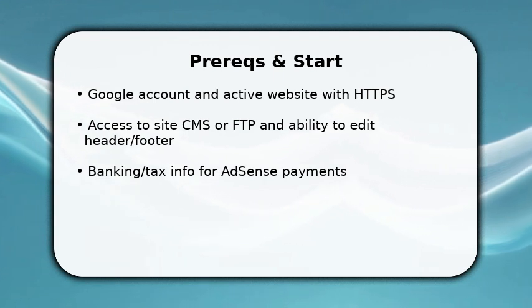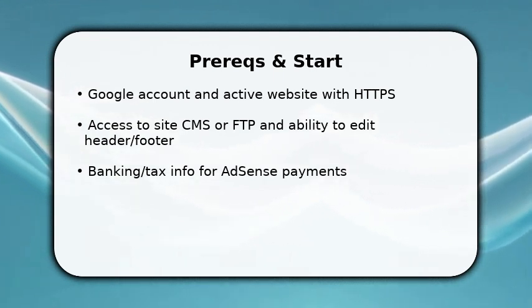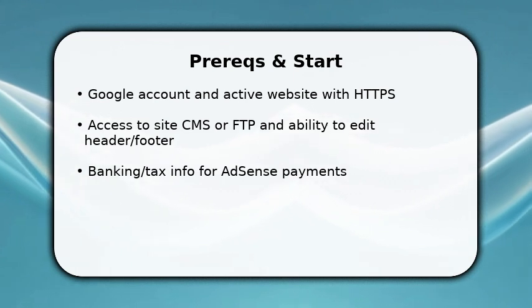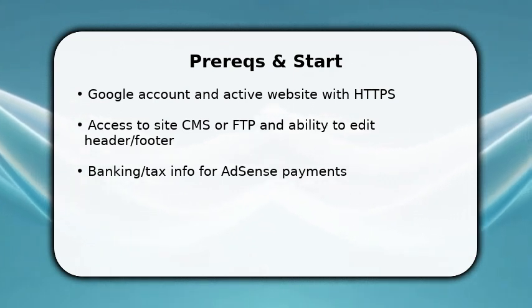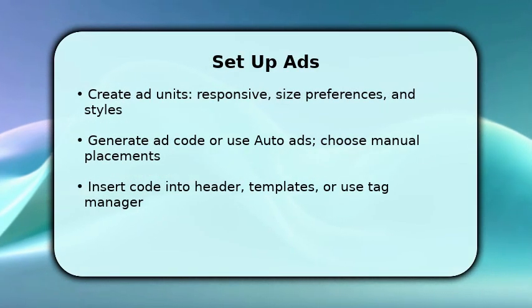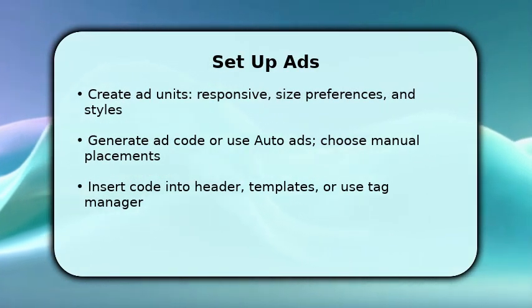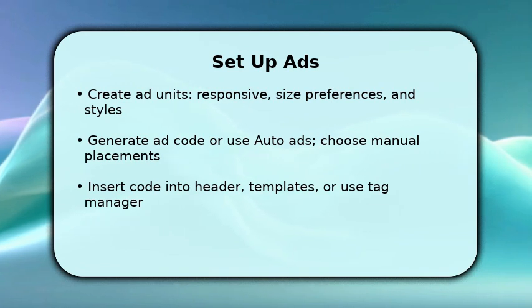While you wait for approval, prepare placement ideas: header, sidebar, and in-article slots. These early choices shape layout and revenue. Now create ad units inside AdSense. Pick responsive formats first because they adapt to devices and increase fill rates.